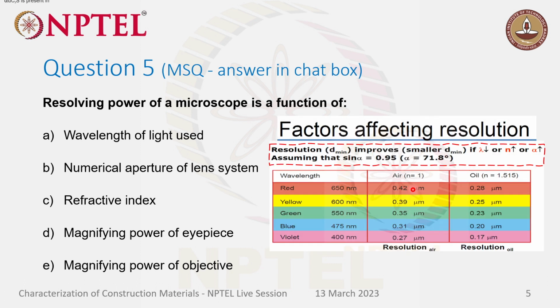But the major factors we say we have to improve: we have to reduce the wavelength and also increase the numerical aperture of the lens system. But we never talk about refractive index separately, since numerical aperture itself includes refractive index. That could be the reason. If you have to choose one, refractive index or numerical aperture, you will choose numerical aperture, right? So that could be the reason.